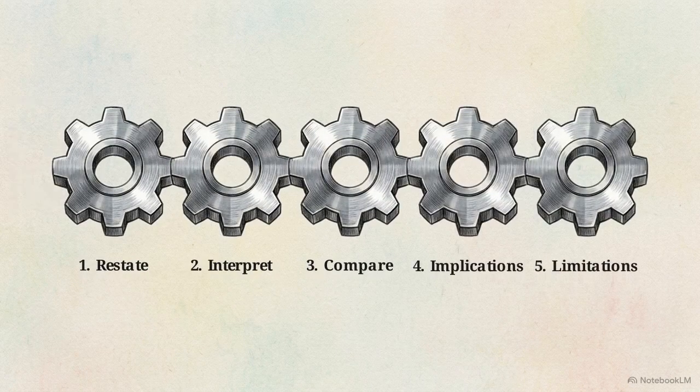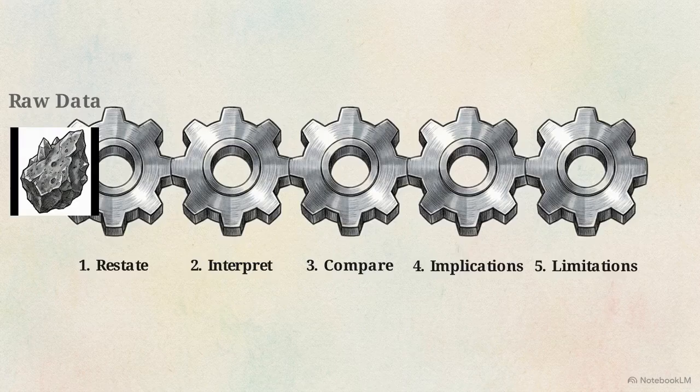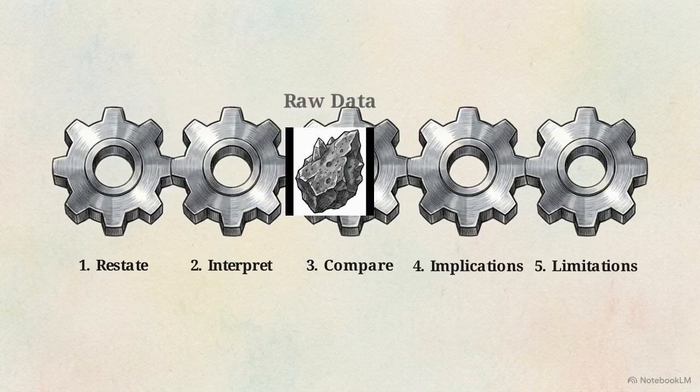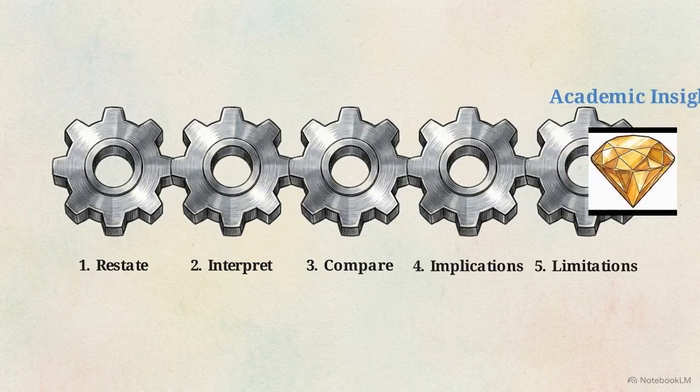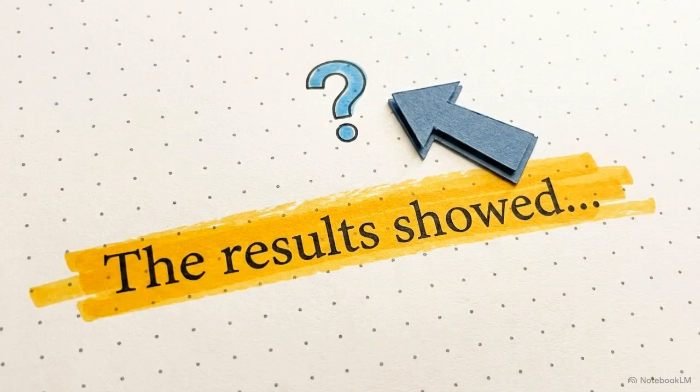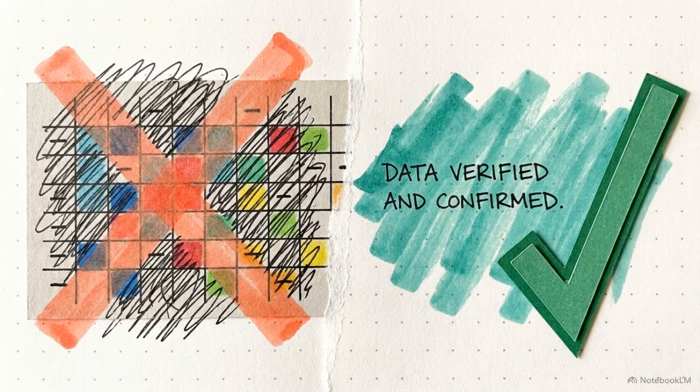To bridge this gap, we use a structural engine called the 5 rhetorical moves. This framework provides a specific sequence to process raw data into academic insight. Move 1 is the restatement. You open the paragraph by identifying a specific finding and linking it back to your research question. This provides a focused, interpretive summary rather than a repetition of a results table.